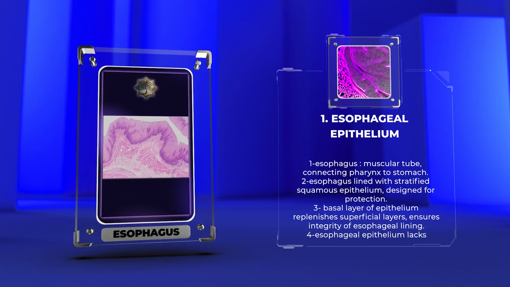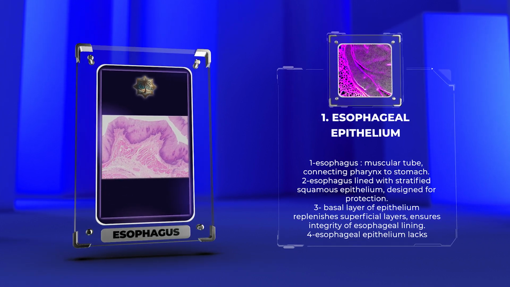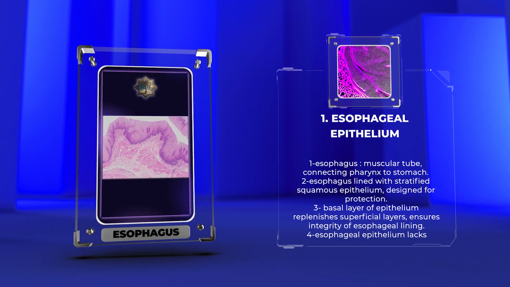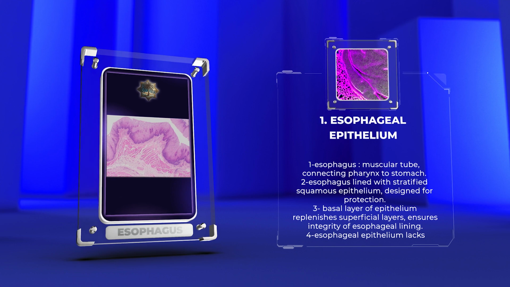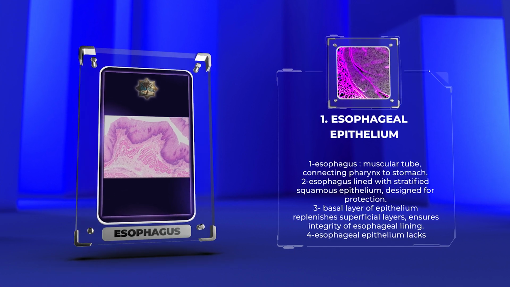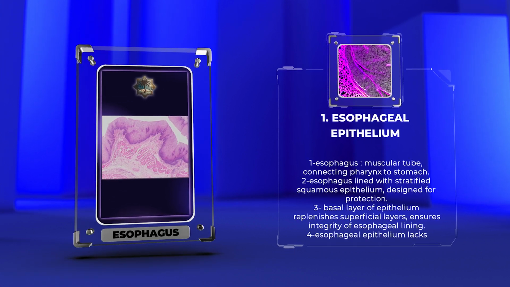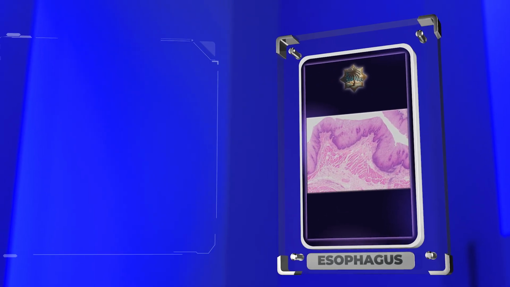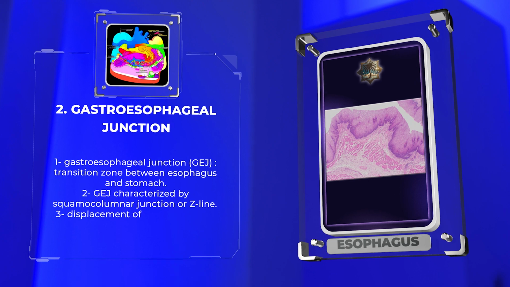The basal layer of the epithelium contains proliferating cells that constantly replenish the superficial layers, ensuring the integrity of the esophageal lining. Notably, the esophageal epithelium lacks glands but is constantly exposed to the damaging effects of acid reflux and mechanical abrasion.